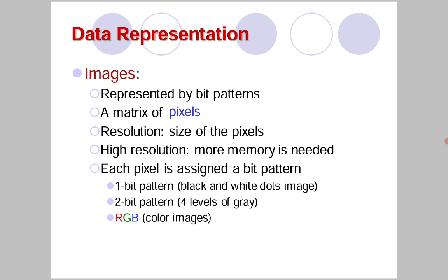It is called pixels, a matrix of pixels. What is a pixel? Pixel is a picture element. Generally the size of the graphic or image or picture depends on the resolution of the file. Resolution means the number of pixels used in the graphic. So high resolution means more pixels are used, and more memory is needed. Similarly, each pixel is assigned a bit pattern.